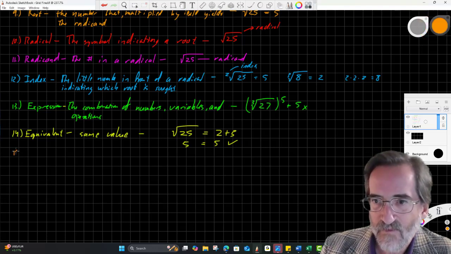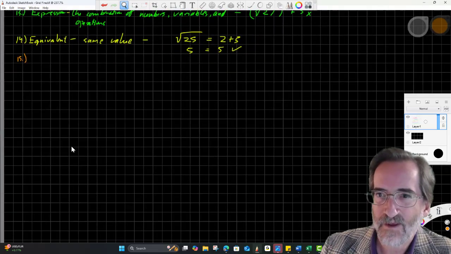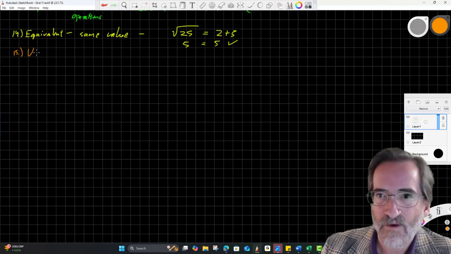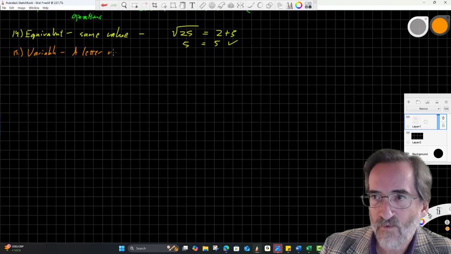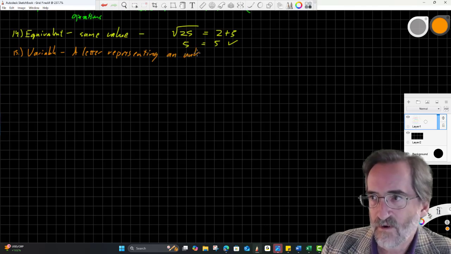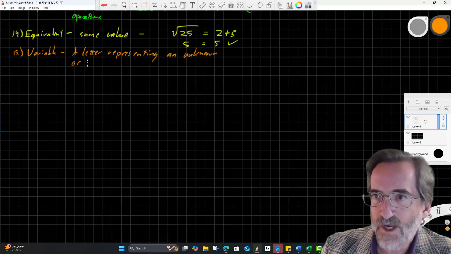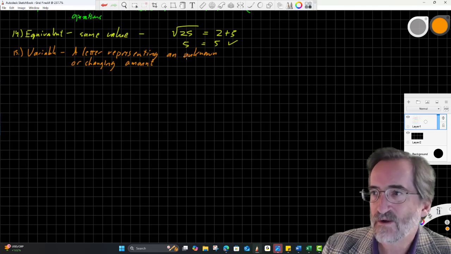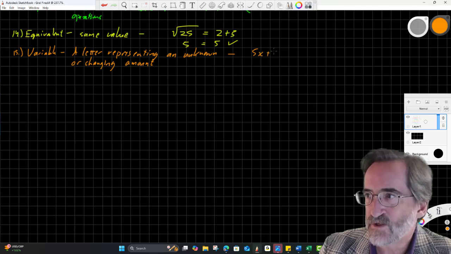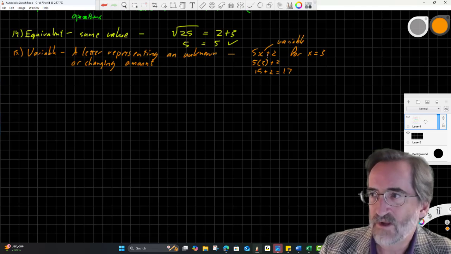15. Make a little room. Variable. A letter representing an unknown or changing amount or quantity. 5x plus 2, or x equals 3, change the x to 3, 15 plus 2, 17, x is called a variable. It can be any value we want it to be.